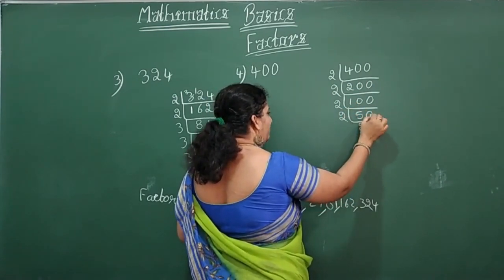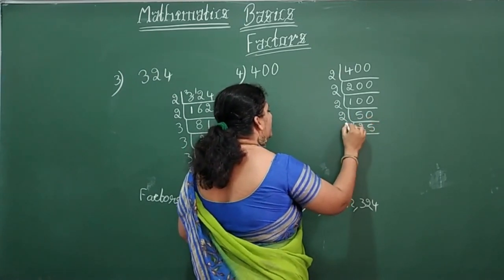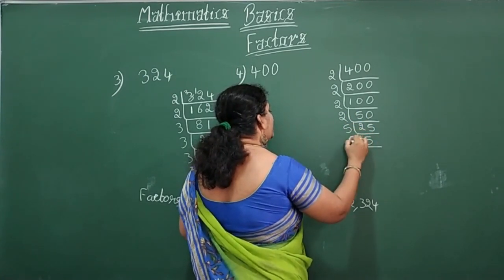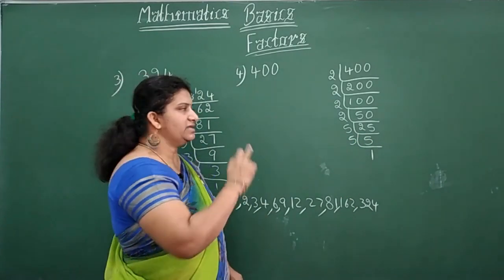1 will be left. That will be carried here. 10. 2 5s are 10. Then which table, children? 5 5s are 25. 5 1s are 5. Like this you find.